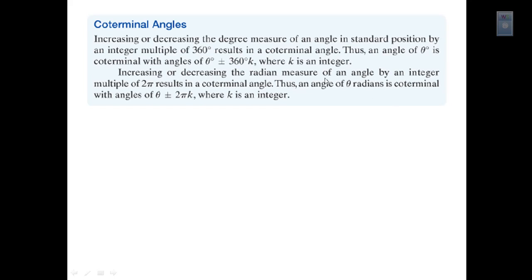Now, in radian measure, increasing or decreasing the radian measure of an angle by an integer multiple of 2 pi results in a coterminal angle. So once again, an angle of theta radians is coterminal with angles of theta plus or minus 2 pi k, where k is some integer. It cannot just be any number. It has to be an integer. 0, 1, 2, -1, -2, -3, etc. It can't be just some random number of 4 halves. Okay, it could be 4 halves. Never mind, that's an integer. It couldn't be 1/2 or 3/4.